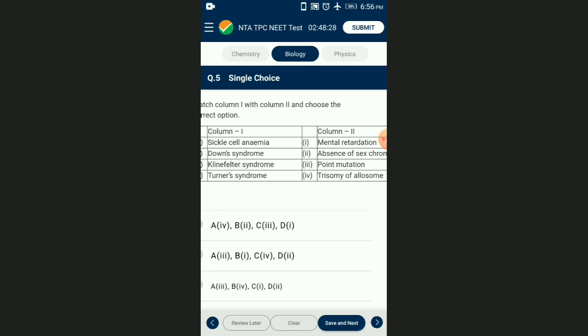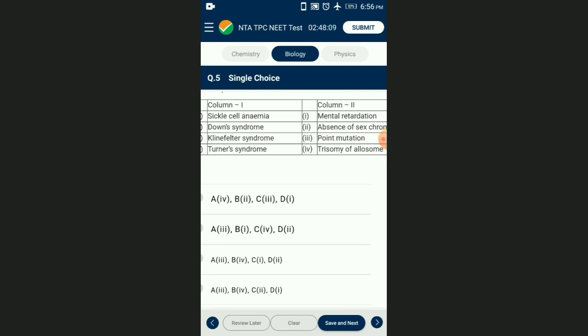D, Turner syndrome. It was first described in 1938 by Turner. The disorder develops due to the monosomy of the sex chromosome. This disease is seen only in females. So the correctly matching option is option B.